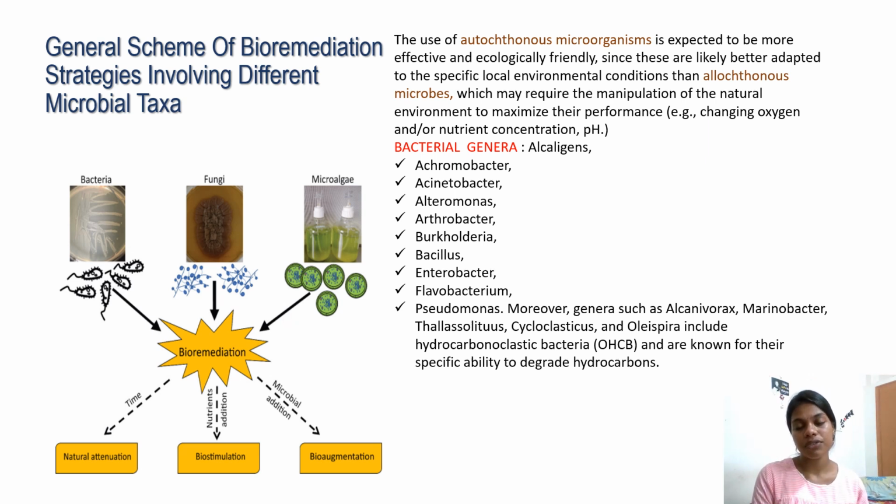Particularly for bioremediation, the use of autochthonous microorganisms is expected to be more effective and ecologically friendly. What does autochthonous mean? The microorganisms that are inhabitants of the same environment are called autochthonous. They are better adapted to the specific local environmental conditions than allochthonous microbes, which may require manipulation of the natural environment to maximize their performance.